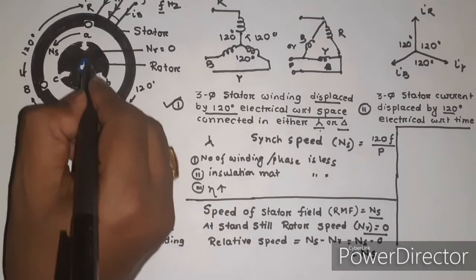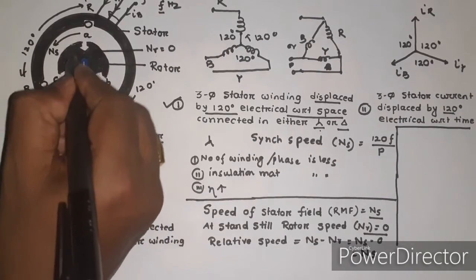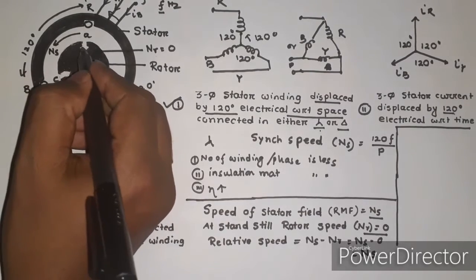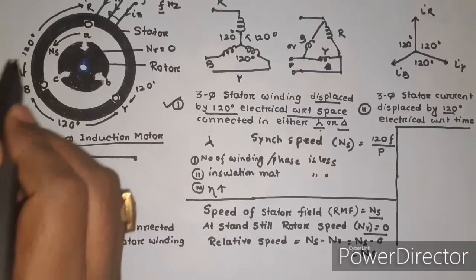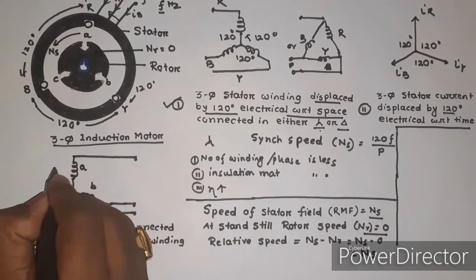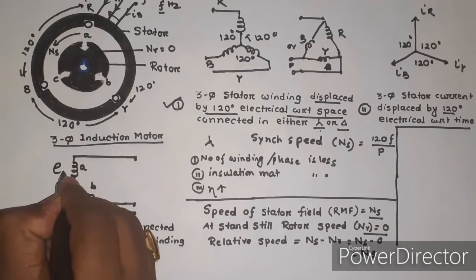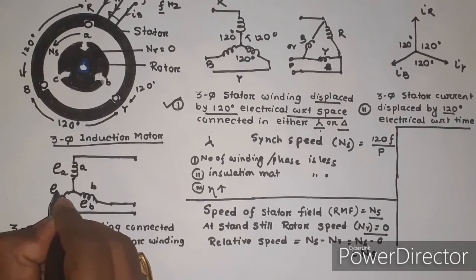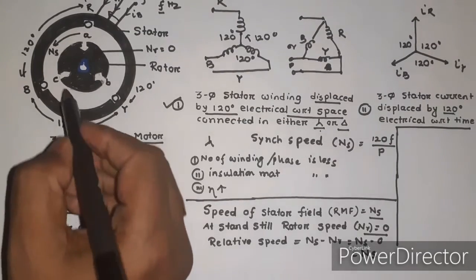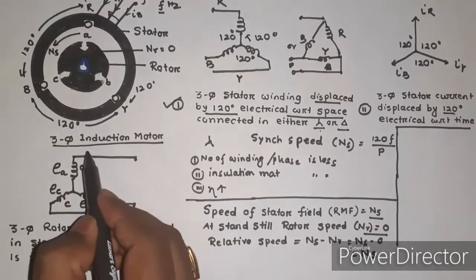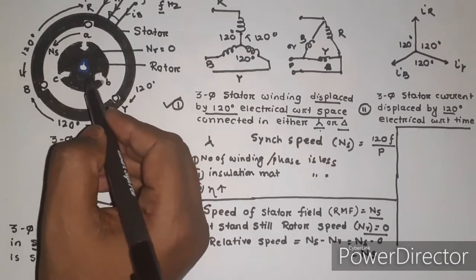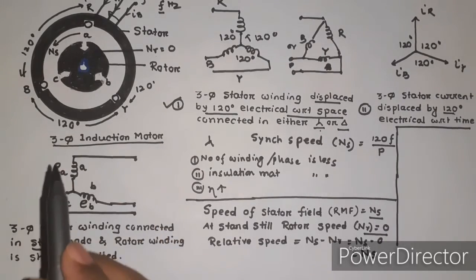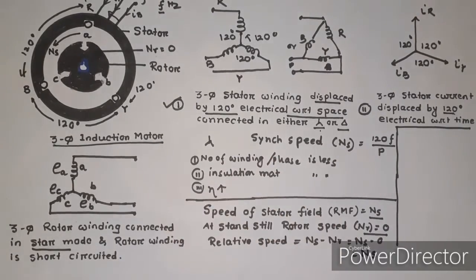That means the rotor conductors feel a rate of change of flux. According to transformer action, an EMF will be induced into the rotor winding. Let the EMF induced into the A phase rotor winding be EA, the B phase EB, and the C phase EC. How the EMF is induced into the rotor winding due to transformer action has been clearly described in the transformer operating principle video. If you have any doubt, please go through that video. The link will be given in the description box.